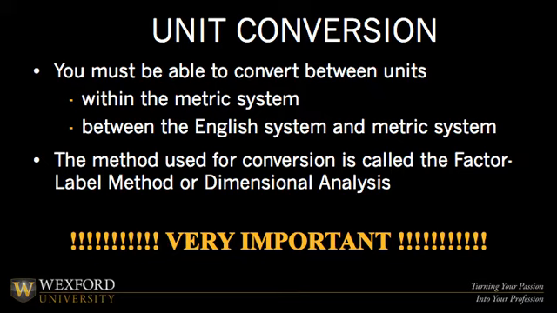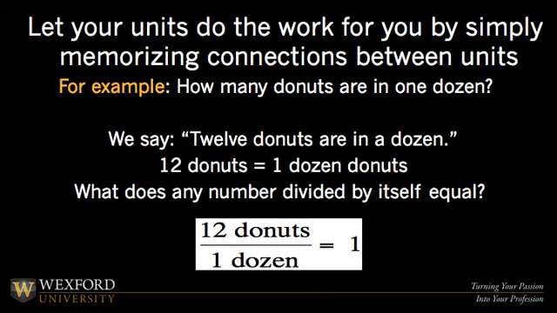Now, unit conversion. You must be able to convert between units, both within the metric system and between the English and metric system. The method used for conversion is called the factor label method or dimensional analysis. I want to express that this is going to be extremely important, so please understand unit conversion, in particular between the English system and the metric system. Alright, so let your units do the work for you by simply memorizing the connection between units.